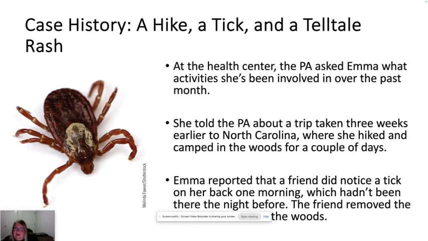While she was camping, Emma did say that a friend noticed she had a tick on her back one morning, and that tick hadn't been there the night before. The friend removed the tick and threw it into the woods, and they really didn't think anything of it past that point.